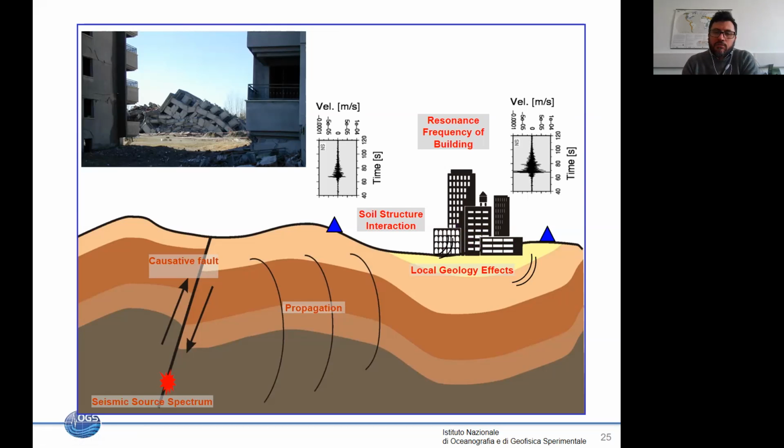So one of the main tasks in this course will be to study how the local geology, so this last part of the propagation, is modifying the ground motion, and how we can measure this, and if we can include this, let's say, then in seismic hazard assessment.